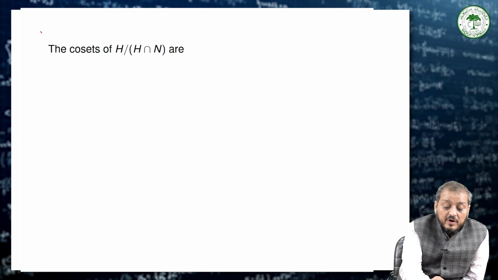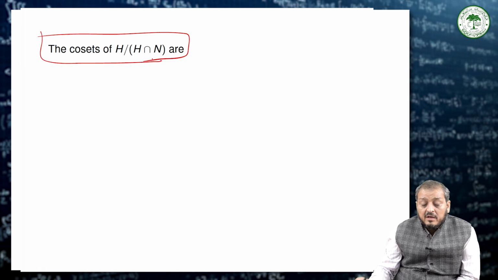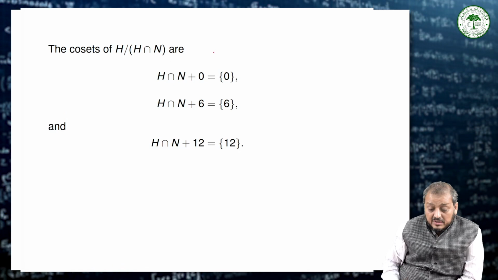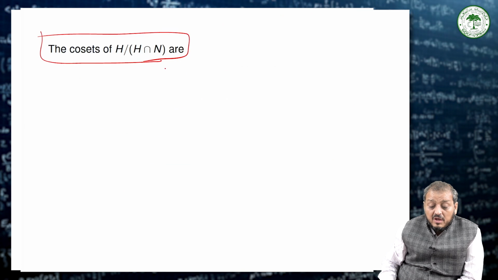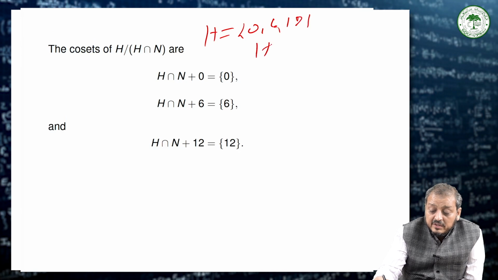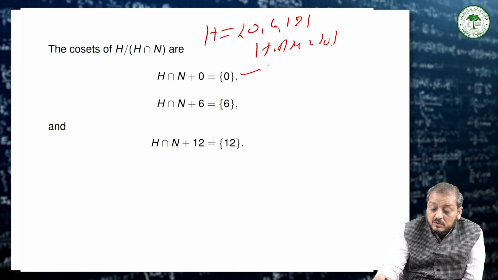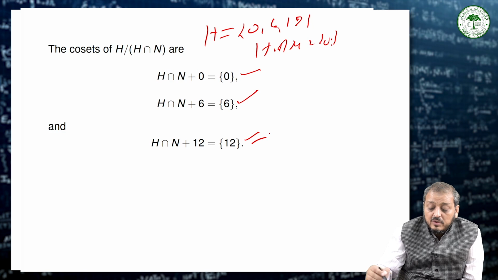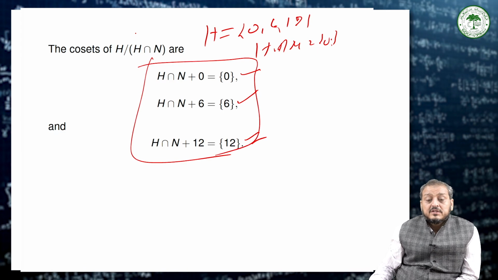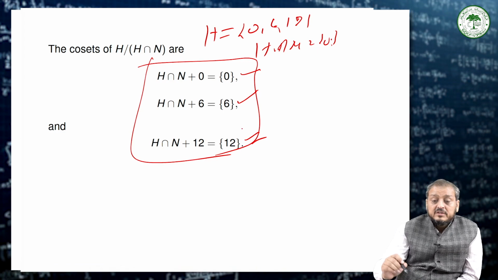So now we have to find the cosets of H over H intersection N. We can find them in this form. H is equal to {0, 6, 12}, and H intersection N is just {0}. So 0 plus 0 is equal to 0, 0 plus 6 is equal to 6, 0 plus 12 is equal to 12. These are the cosets of the factor group H over H intersection N.